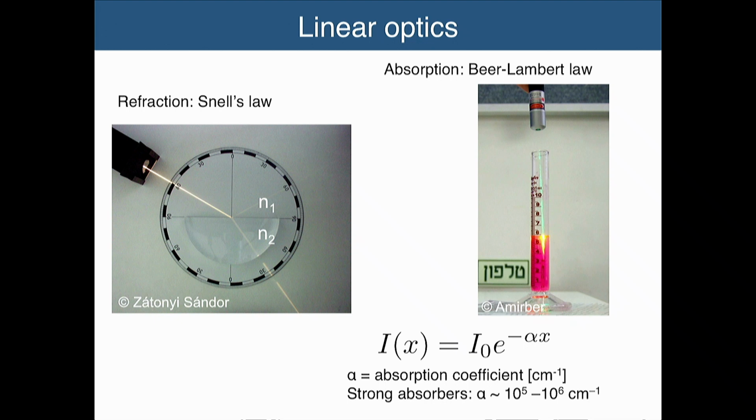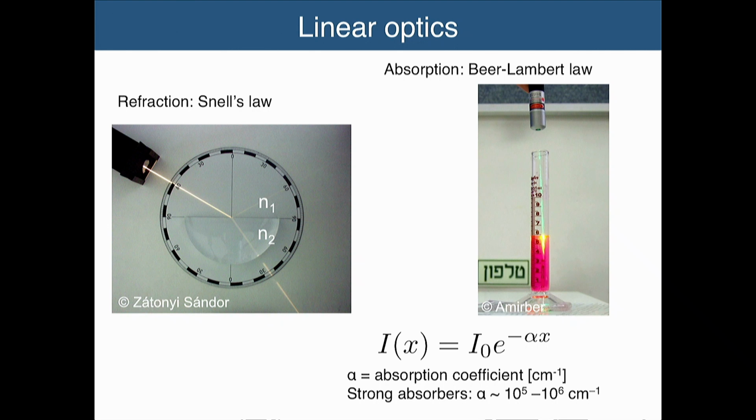The intensity is a function of position, in this case the depth in the solution, and decays exponentially, and the exponent is alpha times the position. Alpha is the coefficient we're interested in, the absorption coefficient. Its units, as you see, since it multiplies length, have to be inverse length, usually measured in inverse centimeters.